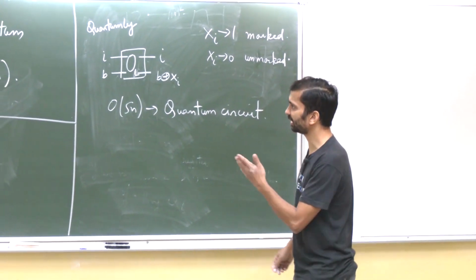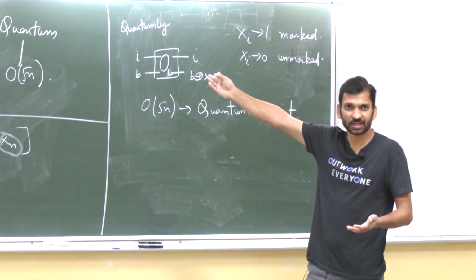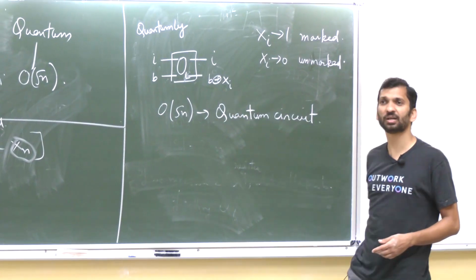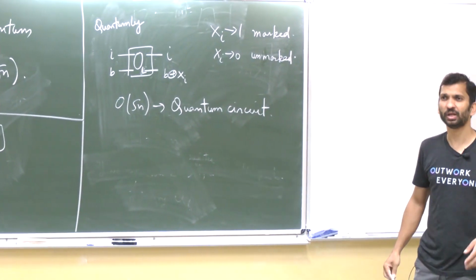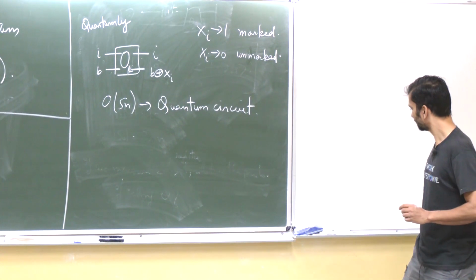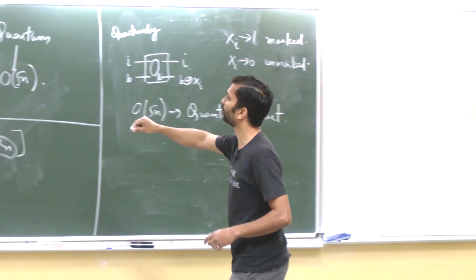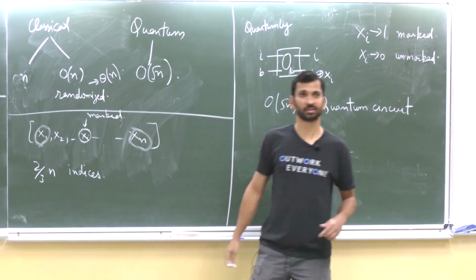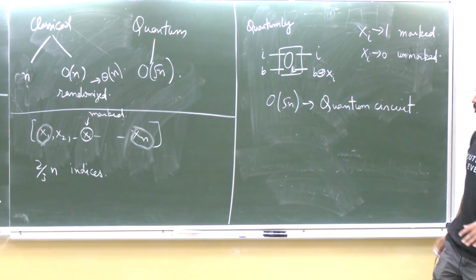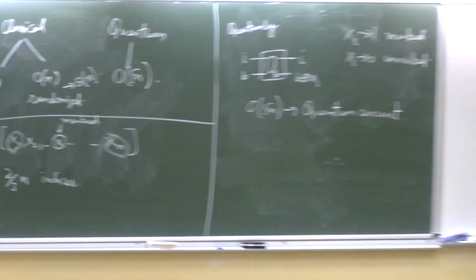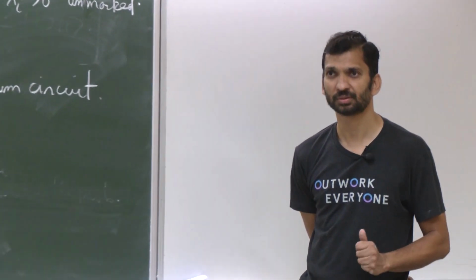It is clear that deterministically, I have to check all i's, and randomized, I have to check theta n i's. A formal proof can be given, and if time permits, I will cover it at the end of the course. This is the lower bound of theta n. But let's see a quantum algorithm for it. Problem clear? Yes? Questions?